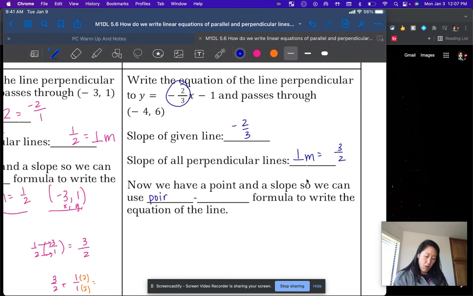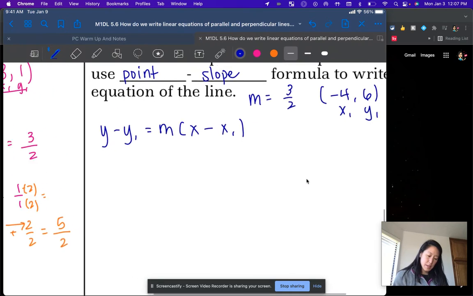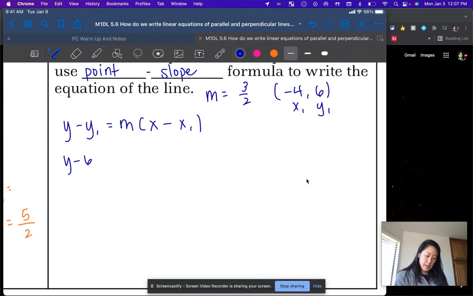I have a point and a slope, so we're going to use point slope form. So the slope of our new line is 3 over 2, and it passes through the point negative 4, 6. That would be our x1, y1. So a point on our line. So y minus y1 is equal to the slope times x minus the x of the point. Okay, y minus 6 is equal to 3/2 times x. Instead of -4, we do the opposite, so +4.